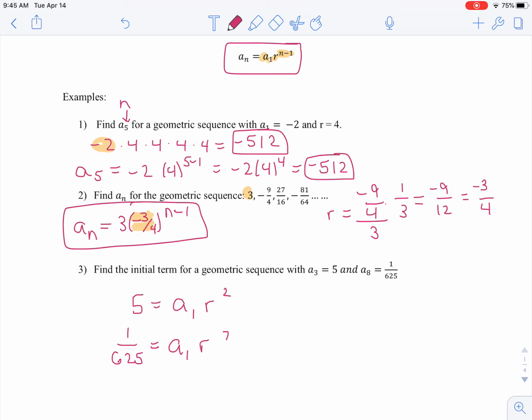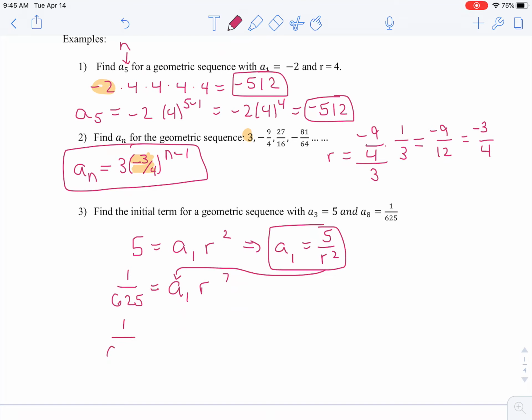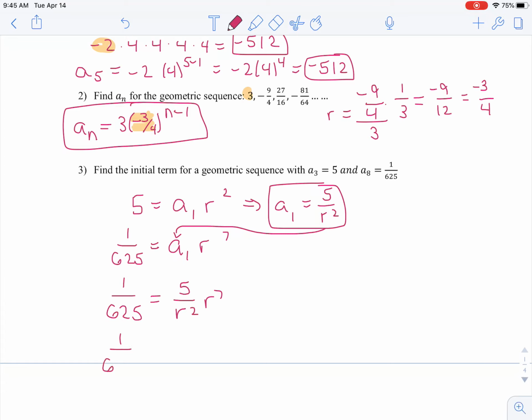And then what we could do here is solve for a sub 1 in the top one. a sub 1 would equal 5 over r squared. If I take this, I'm going to substitute that in for a sub 1. 1 over 625 equals 5 over r squared times r to the 7th. 1 over 625 equals 5 r to the 5th. Divide 1 over 625 by 5.